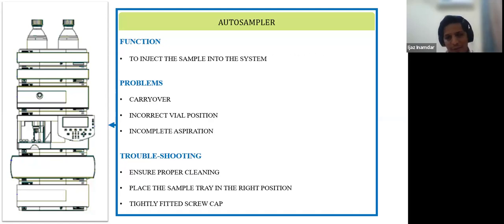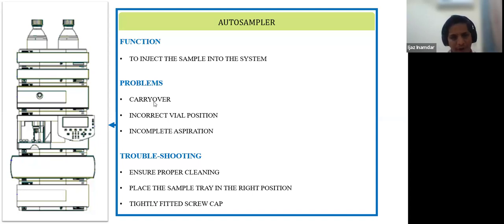Obviously, if you have, let's say, 50 vials, we are not going to sit at the equipment and inject 50 vials manually by hand. We can do some other things in that time. So we use an autosampler. The function of the autosampler is very simple: pick up the sample and inject it into the system. Okay. Now what are the problems?